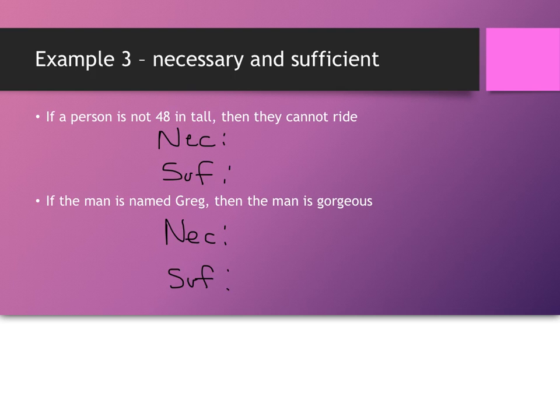Now I want to say sometimes it's easier maybe to start with the first. So start with the sufficient part or the necessary part. It doesn't really matter to me. On the first one, I'll start with the sufficient part. The sufficient part is a person is not 48 inches tall. The necessary part is they cannot ride.